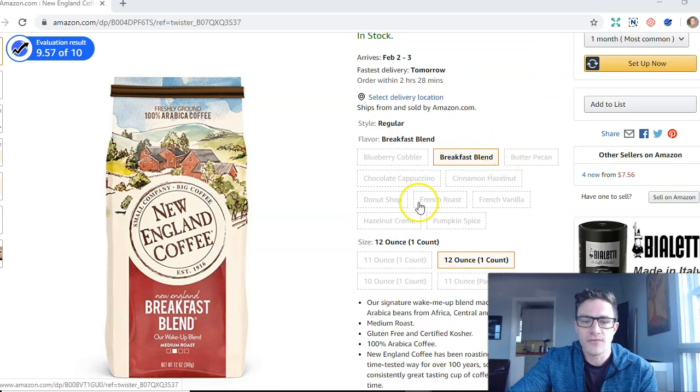And they have two different variations. They have sizes and they have flavors. Right now, we're really just going to focus on the flavors. So their sizes are all pretty similar. But what I'm going to go through here is going to get the point across. We're going to look at these flavors here.